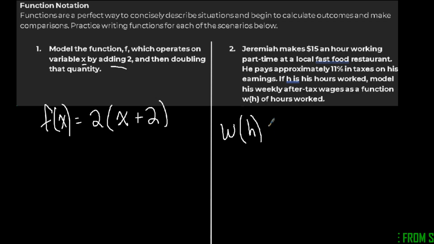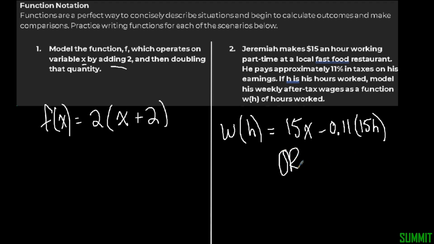And we're going to say, well, if it's $15 an hour, we have 15 times H, and I'll give that example here in a second. And then it says approximately 11% in taxes. So we can say that's going to be like this. We're going to say minus 0.11 times that 15 times H. And I want to have it all in one amount. And so you can write it like this.